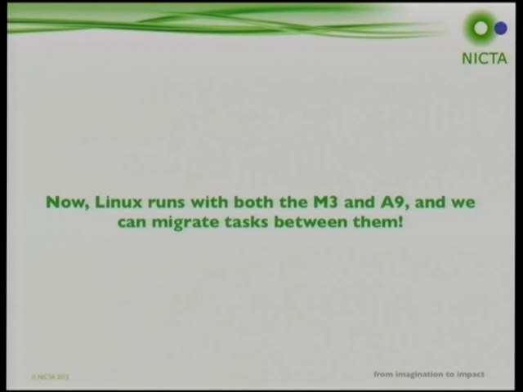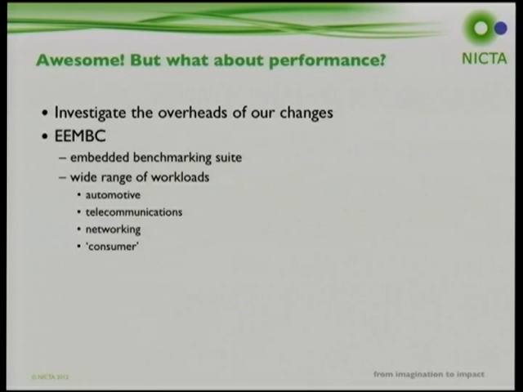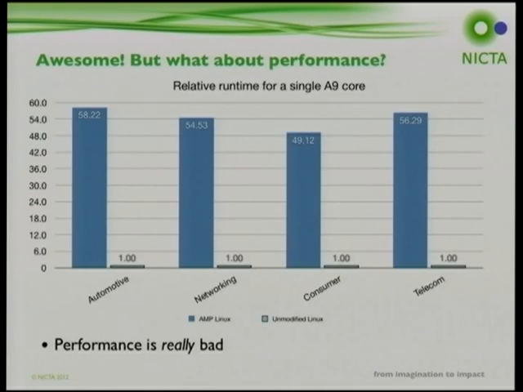So at this stage, we had Linux that runs on both M3 and A9 and can migrate between them. So we thought it'd be good to do some benchmarking to investigate the overheads of the changes that we made. We used the EEMBC benchmark suite, which is designed for embedded systems. It has a wide range of workloads that are separated into 4 separate suites: automotive, telecommunication, networking, and consumer. They're all different.